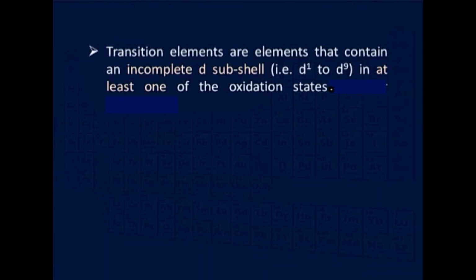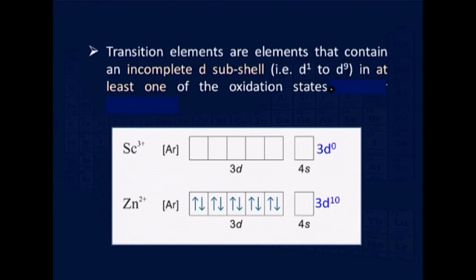Now, again we have to come back to the discussion of why the name transition. As I talked earlier, the name transition is not given just because we are transiting from S to P via D, but according to IUPAC, the transition elements are elements that contain an incomplete D subshell, that is from D1 to D9, and in at least one of the oxidation states, they contain at least one electron in their D subshell. Then and only then will they qualify as a transition element or transition metal.